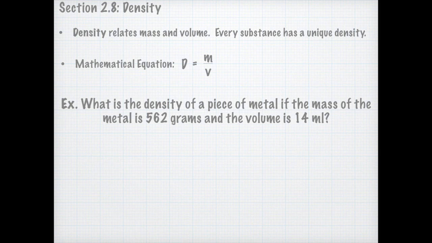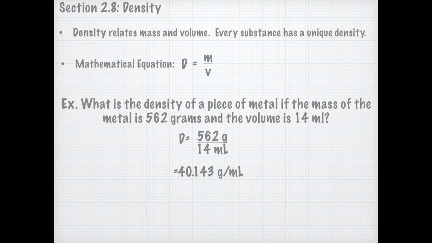It tells me that the mass of a sample is 562 grams, its volume is 14 milliliters, and it asks for the density. Well, density equals, the mass is 562 grams, and the volume is 14 milliliters. And so when I divide, I end up getting 40.143. Well, here's your first opportunity to round based on decimal place. This is your first opportunity to round your final answer.